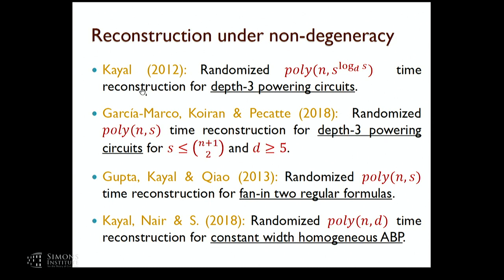Earlier this year, we gave a randomized reconstruction algorithm for constant-width homogeneous ABPs. Now, let me put the last two results in the context of lower bounds. Remember that we get learning only for models for which lower bounds are known. So far, this has always been the case. Just to put this in context of lower bounds, regular formulas do have super-polynomial lower bounds known. And the second one, Mrinal showed a linear width lower bound for homogeneous ABPs. So these lower bounds already indicate that these are weak models, so probably you can do learning. Okay, so that's it.